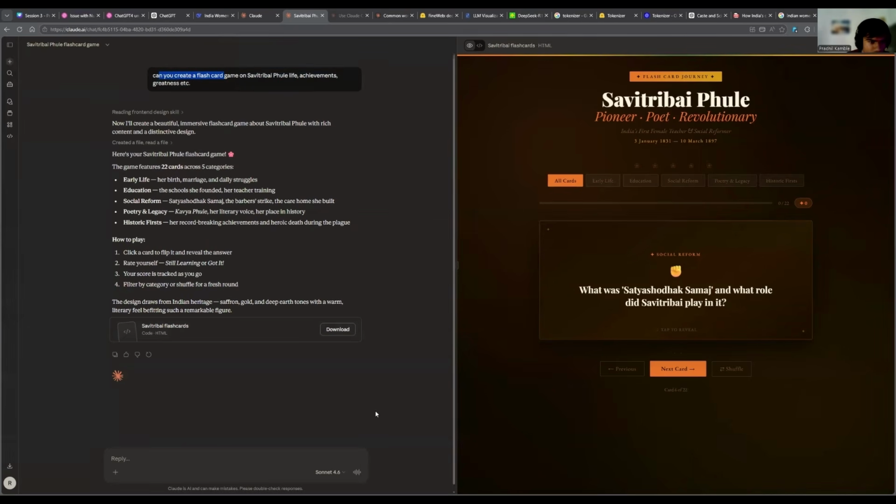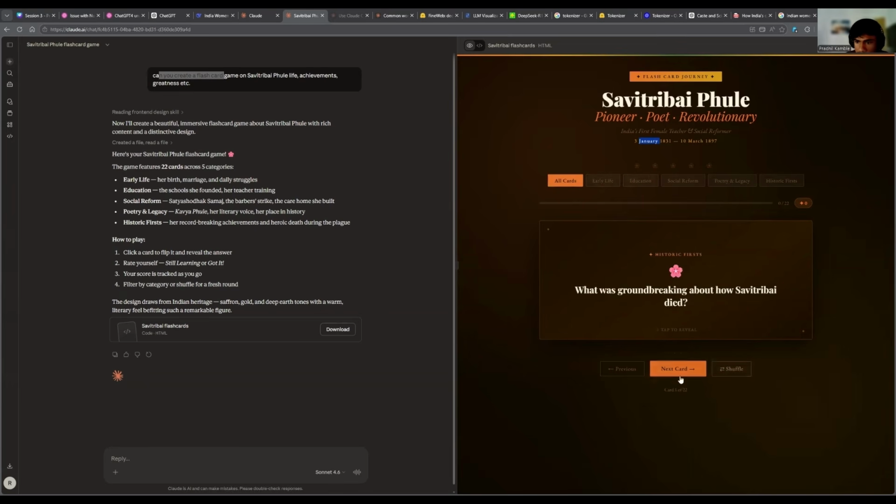And here you could see that whenever you click this particular window, the visualizer pops up, and here you see how the app looks like. So it looks really nice. I think so. There is the Savitribai Phule name, and then pioneer, poet, revolutionary, the key points here. Then, of course, their date of birth, and then some of the facts of their early life.